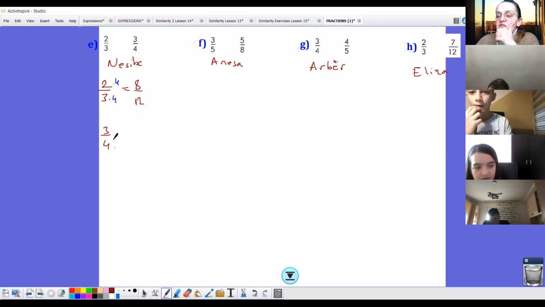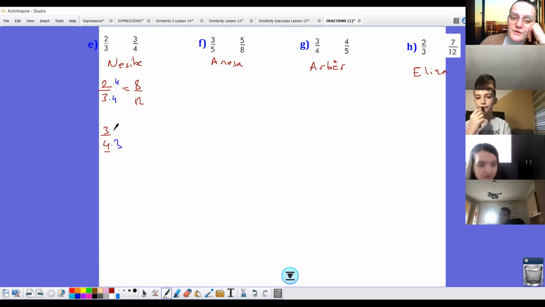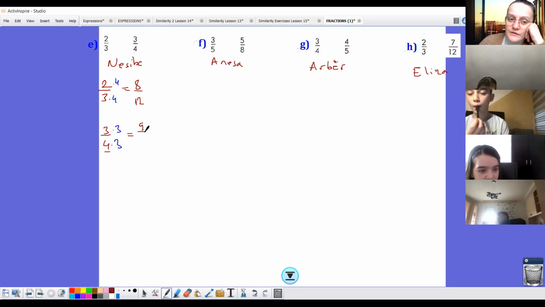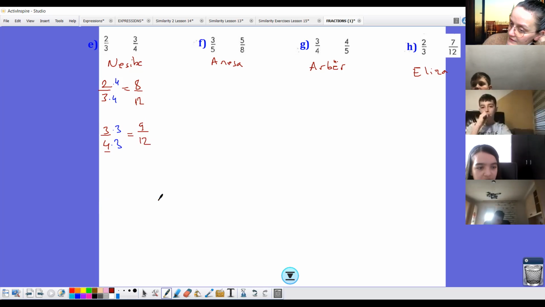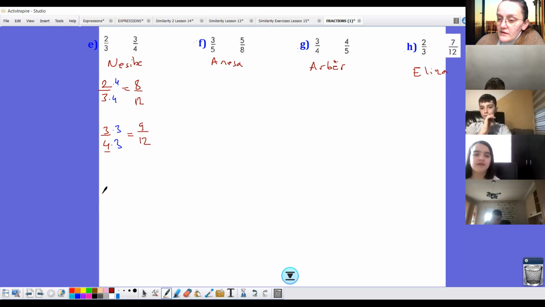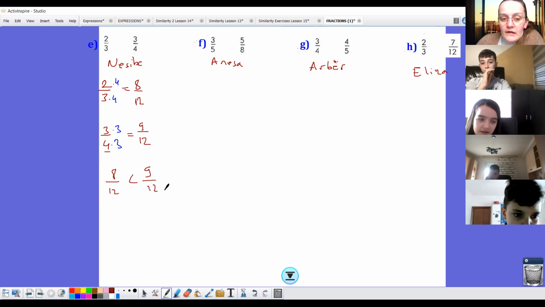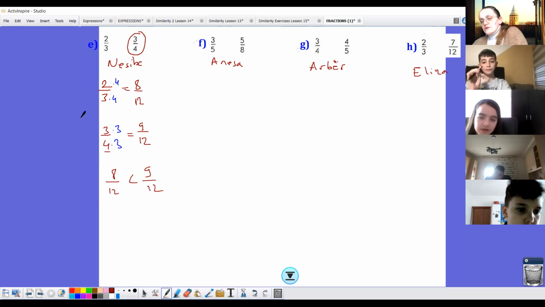So how can I make this one 12 also, the denominator? We will multiply by 3. Then what will be our fraction? 9 out of 12. Now, which one is bigger? 3 out of 4, because 9 out of 12 is greater than 8 out of 12. So if I write like this, here 3 out of 4 is the bigger fraction.